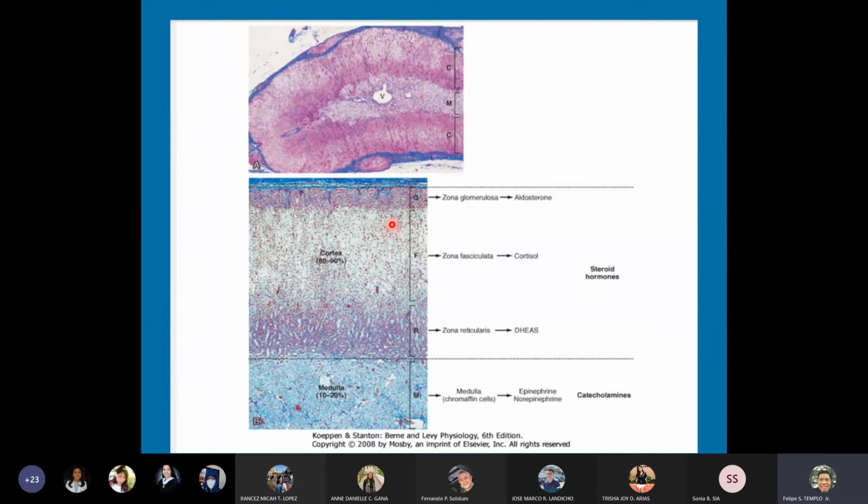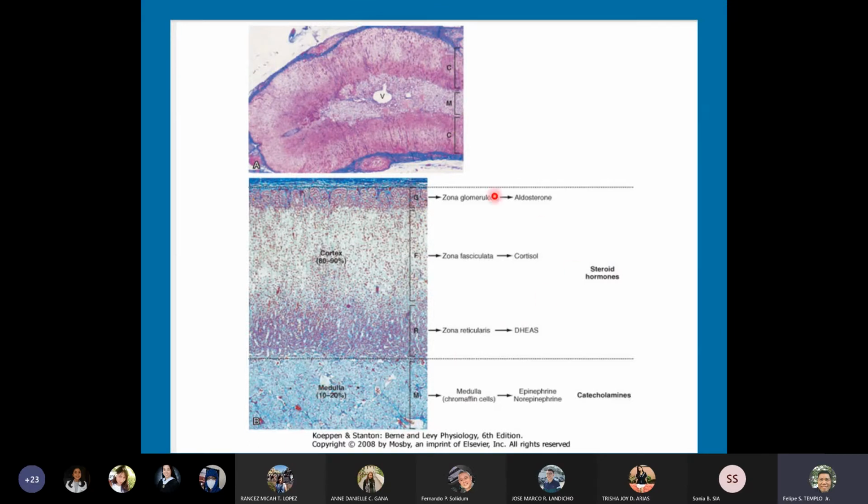Take note, in the zona fasciculata, the cells on microscopic examination are lighter because of the abundance of cholesterol or fats in there. And we have also the medulla here with more prominent blood vessels.